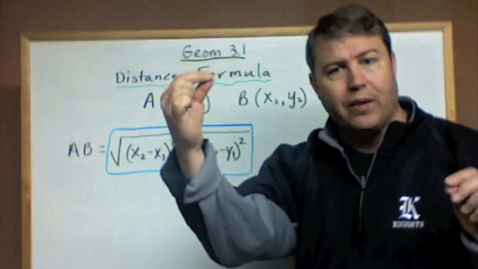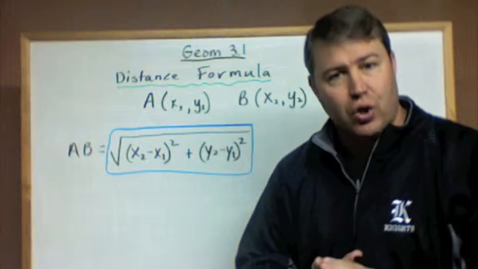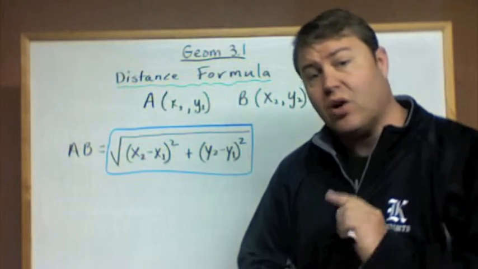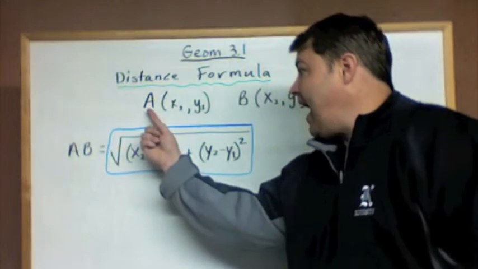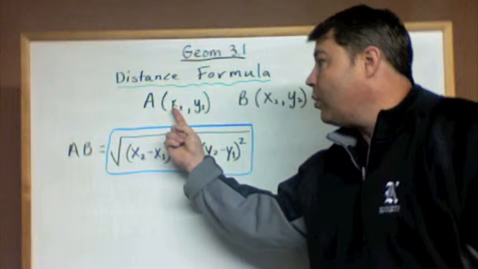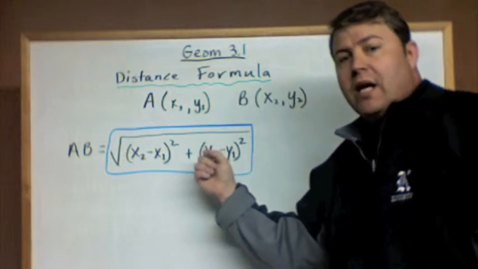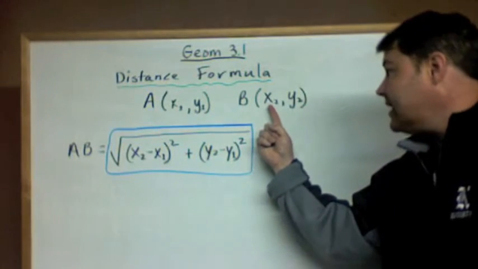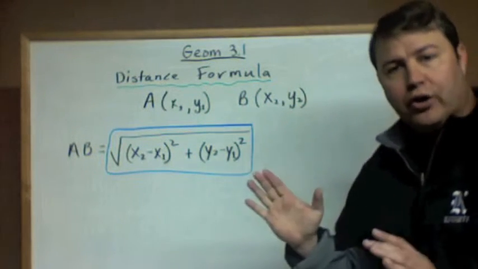Well, I'm not going to prove that this is true right now. You'll see it later. But I'm just going to show you the formula and use it. This is called the distance formula. Basically what it says is if you have a point A, its x and y coordinates could be anything, so we'll call them x1 and y1. And you have a point B, its x coordinate is x2 and its y coordinate is y2. All you do is this.